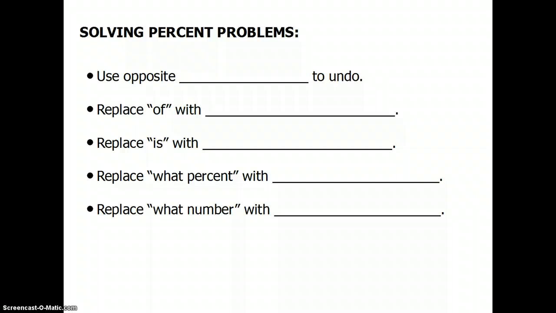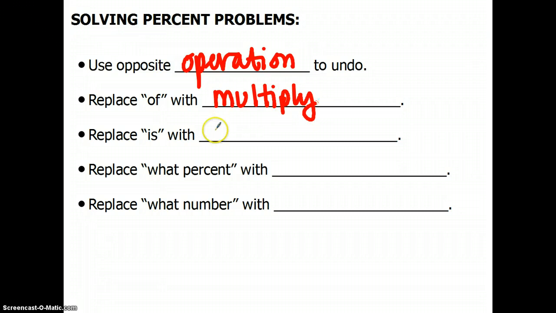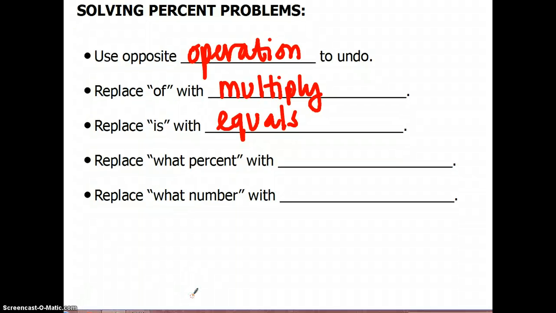Alright, the fill in the blank problems. It says use the opposite blank to undo. So when solving percent problems, we use the opposite operation to undo. We replace of with multiplication. We replace is with equals. We replace what percent with the letter P, and we replace what number with the letter N. Those are what we use when we are solving percent problems.